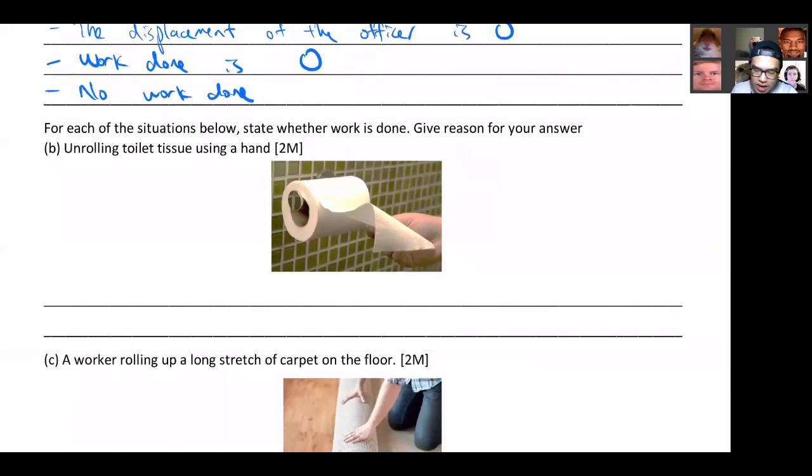And then for the next, for each of the situations below, state whether work is done, give a reason for your answer. Unrolling tissue, toilet tissue using a hand.